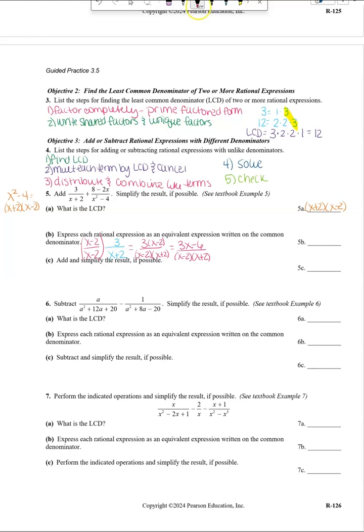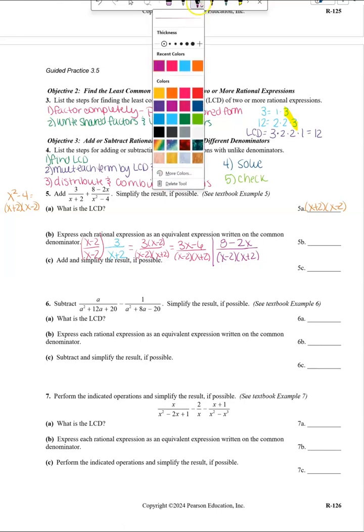Okay, I'm going to draw a little line here. And then we just have our 8 minus 2x over x squared minus 4. So that's when you have them, I should write this x minus 2, x plus 2. That way you can see it better. Now they're both over the same denominator. Okay? So now we're going to add and simplify the results.